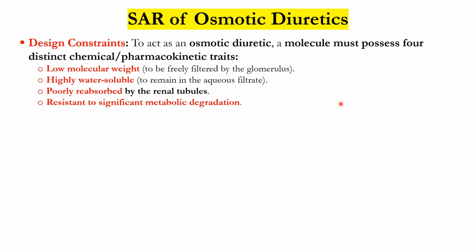The other structural characteristic is the hydrophilicity of the molecules. The presence of multiple hydroxyl groups is crucial, which allows the molecule to have high solubility in the tubular fluid so that it remains in the aqueous filtrate. This also gives minimal membrane permeability, which restricts their reabsorption. That's why they have poor reabsorption by the renal tubules.